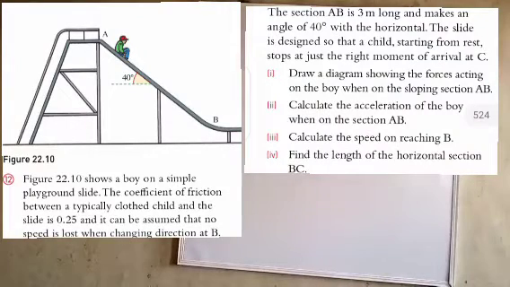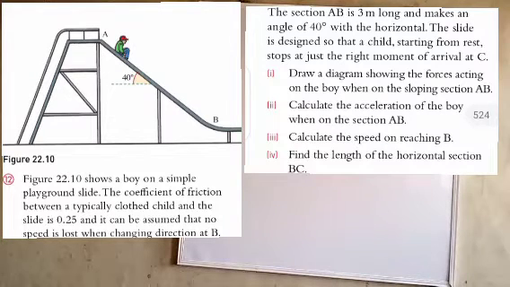Figure 22.10 shows a boy on a simple playground slide. The coefficient of friction between a typical clothed child and the slide is 0.25, and it can be assumed that no speed is lost when changing direction at B. The section AB is 3 meters long and makes an angle of 40 degrees with the horizontal. The slide is designed so that the child, starting from rest, stops at just the right moment on arrival at C. 1. Draw a diagram showing the forces acting on the boy when on the sloping section AB.